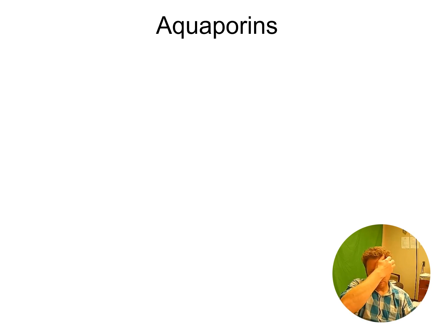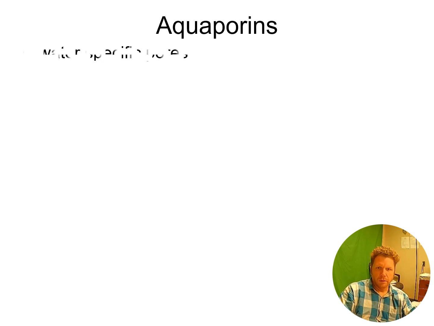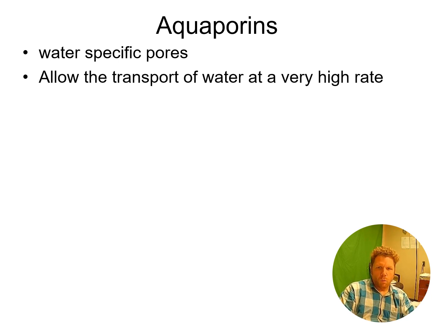Aquaporins. These I think are really just fascinating, because anytime I see something that's single molecule, it's really, really pretty cool to me. So aquaporins are what you would imagine. They are water-specific pores. Now they allow water to transport at a very high rate. This is worth noting because if you remember, water is a substance that can transport across a membrane kind of freely. It can diffuse across a membrane.